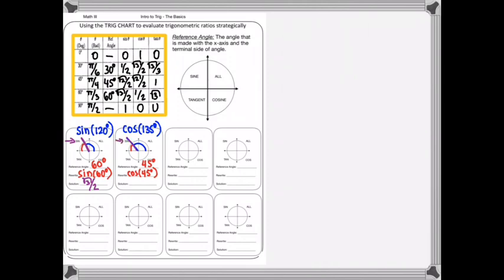Now, that basically means that cosine is going to be negative there, because only sine and its reciprocal are going to be positive. So therefore, that's going to give us a negative square root of 2 over 2, because the cosine in the reference angle is going to be the 45 degrees right here.